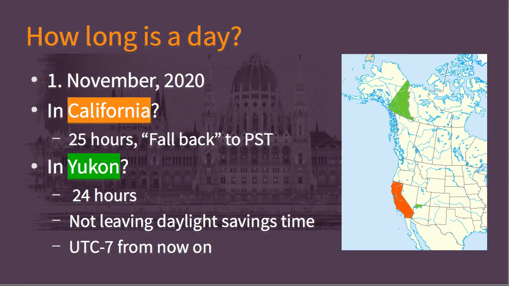Why is it different? Because Yukon has decided that they are leaving the daylight savings time rat race, or rather, they're going to leave the time change rat race. They're going to stick with their present Pacific Daylight Time zone and call it Yukon Standard Time from here on out. And they'll be at UTC -7 with no daylight savings time change in November. So their day is 24 hours long, and California's day is 25 hours long. How long is a day again?